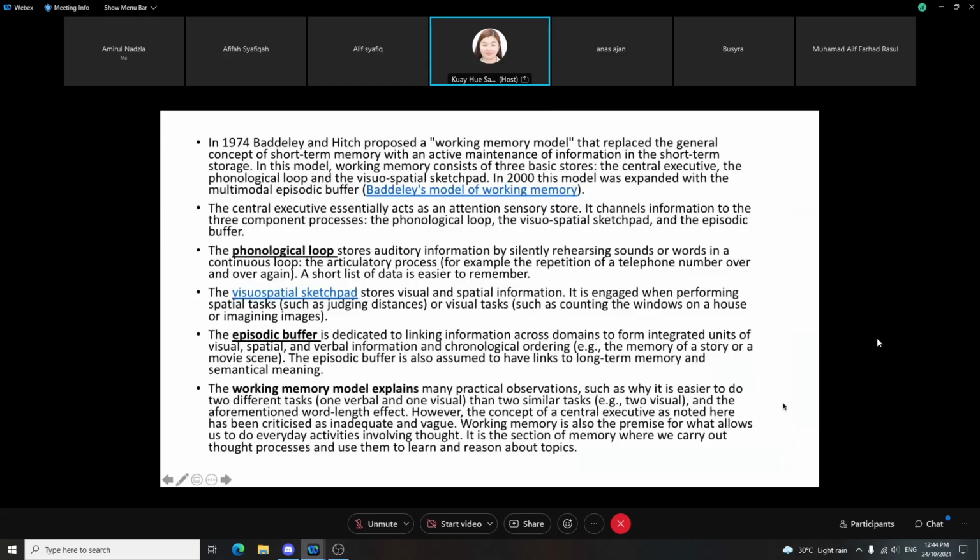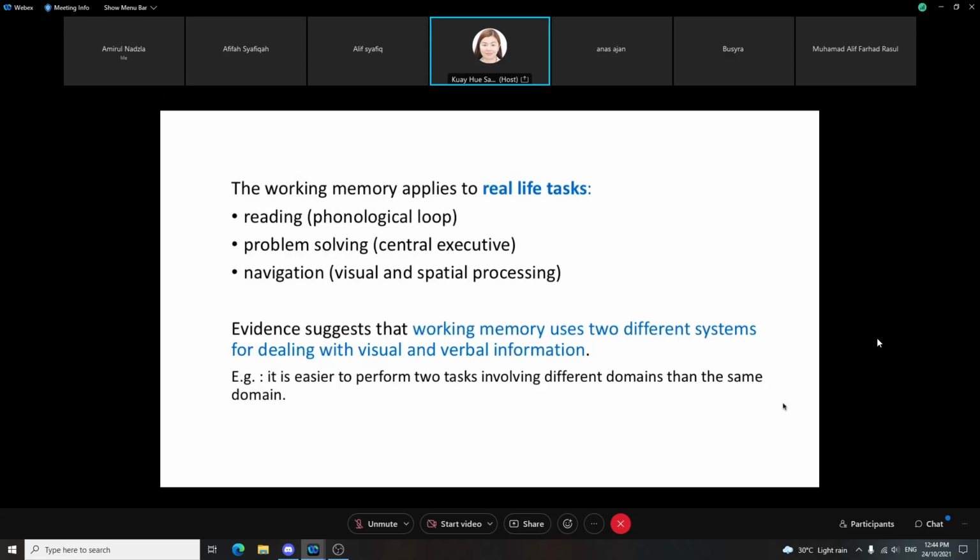Okay, from the episodic buffer. So this is the long explanation of what it means. I've already summarized it for you, so you can read through it after this. And then working memory basically applies to real life tasks like reading, that is the phonological loop, as I said. Problem solving, that is the central executive.